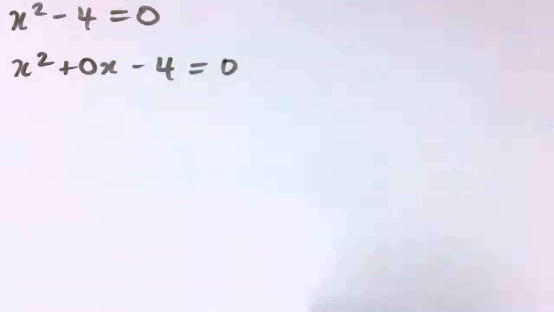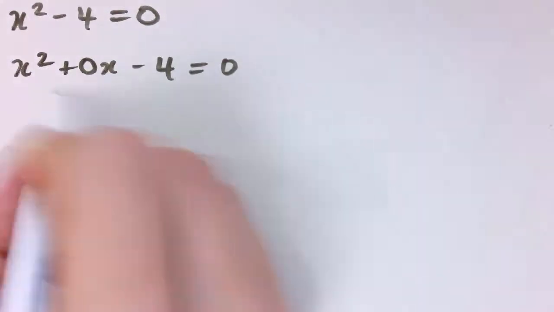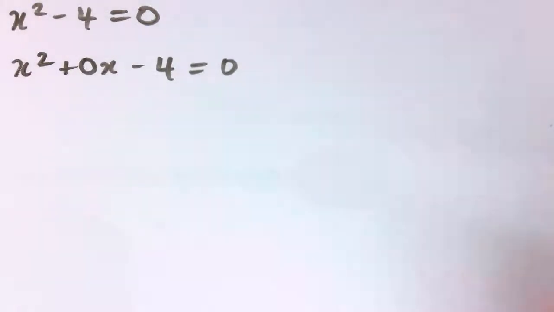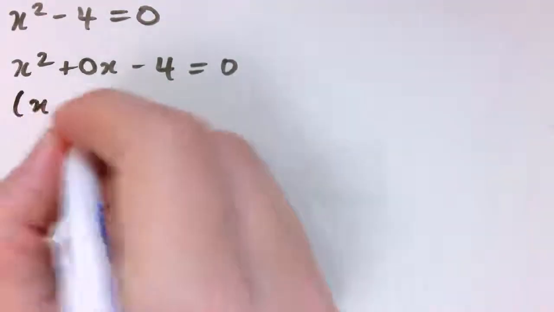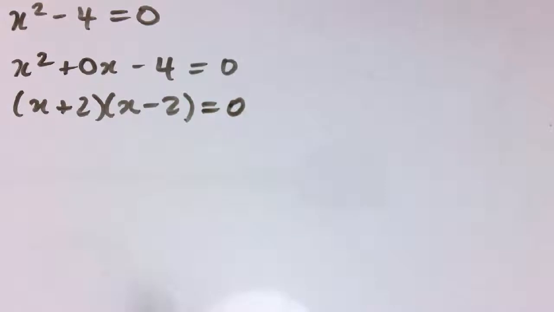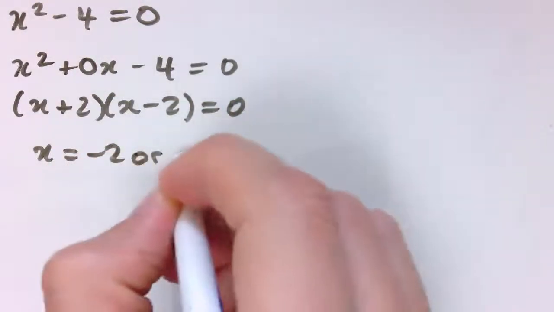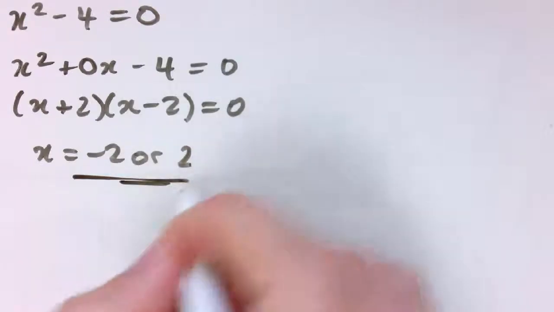Here's another one. x squared minus 4 is 0. Now you could treat this as x squared plus 0x minus 4 equals 0, or recognise this as the difference of two squares if you've done it, and see that actually here now minus 2 and 2 work, because minus 2 plus 2 is 0, and minus 2 times 2 is minus 4. So this is x plus 2 times x minus 2 is 0, and so that gives us x equals minus 2 or plus 2 as the solutions.